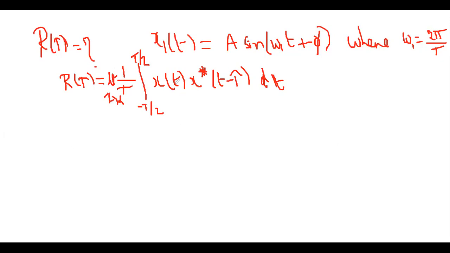So what is the given signal x1? So you can write x1 and x1 star is equal to limit T tends to infinity, 1 by T, the integral from minus T by 2 to T by 2, x1. What is x1? A into sine omega 1 into t plus pi.